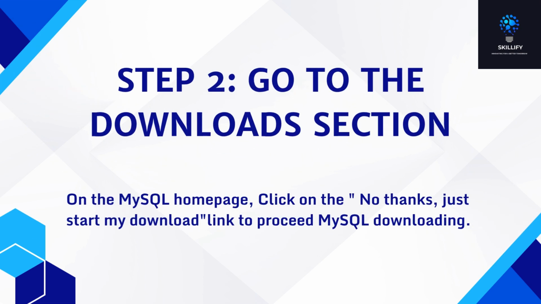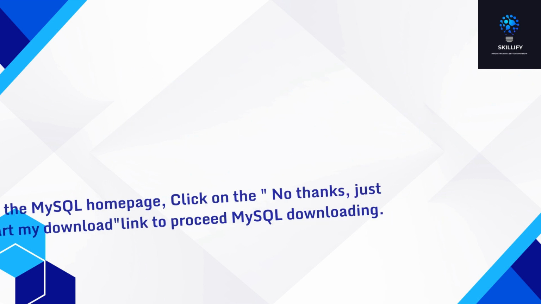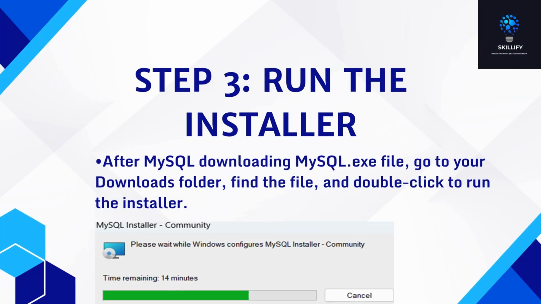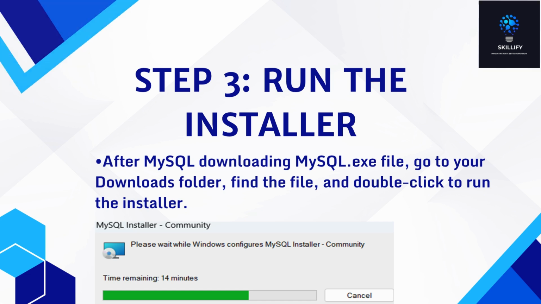On the next page, you'll see two options. Click on the link that says, "No thanks, just start my download." This will immediately begin downloading the MySQL installer file. Once the download is complete, go to your Downloads folder. Find the MySQL installer file and double-click it to run.